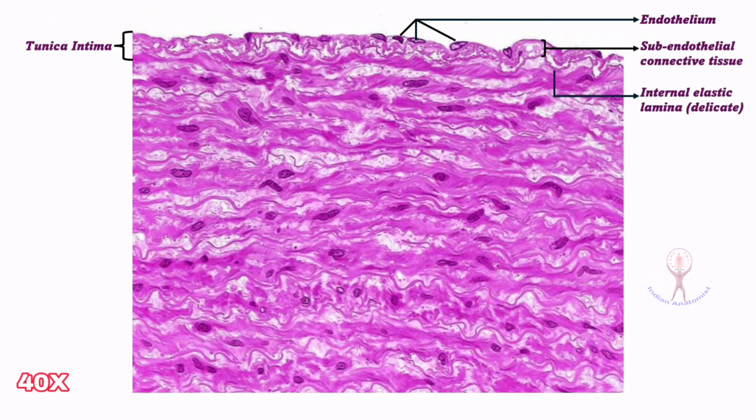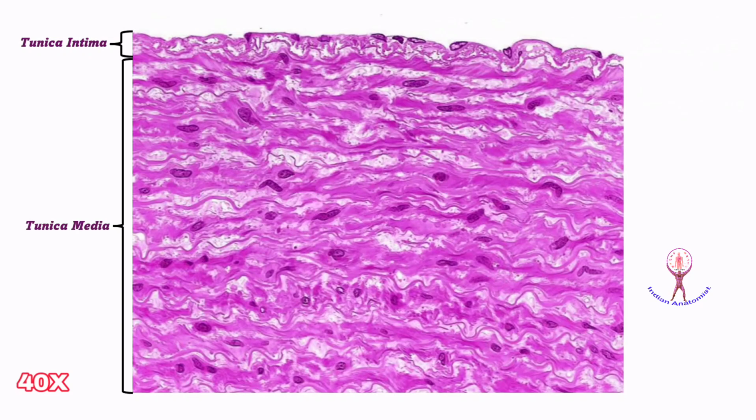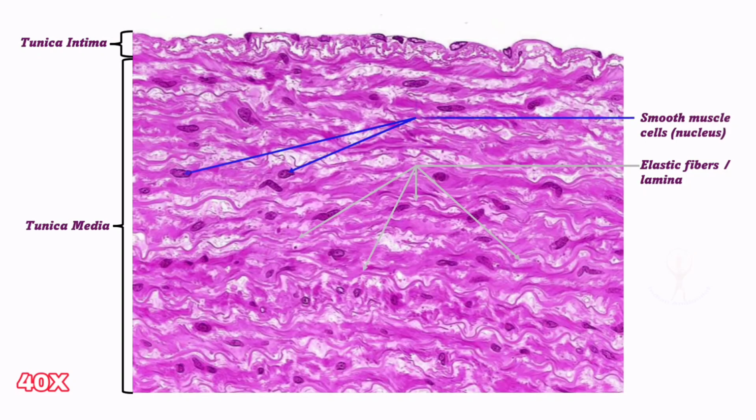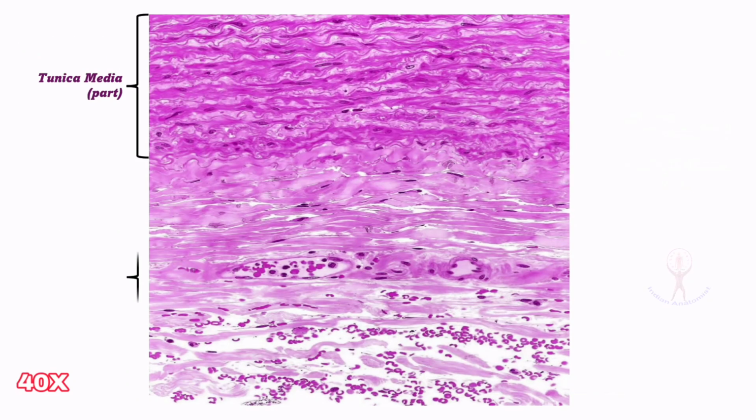At 40x magnification, the three layers of the tunica intima can be clearly observed: the endothelial lining, the subendothelial connective tissue, and the internal elastic lamina. The internal elastic lamina represents the first elastic membrane, and is characterized by its delicacy. The tunica media contains numerous distinct circularly oriented elastic fibers, with oval-shaped blue nuclei of smooth muscle cells situated between them. This histomicrograph illustrates part of the tunica media, and the complete tunica adventitia.